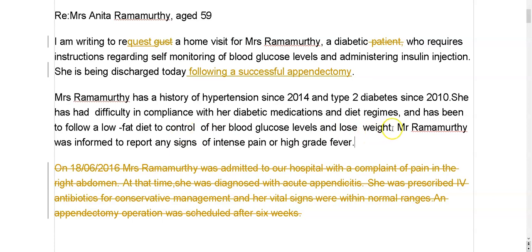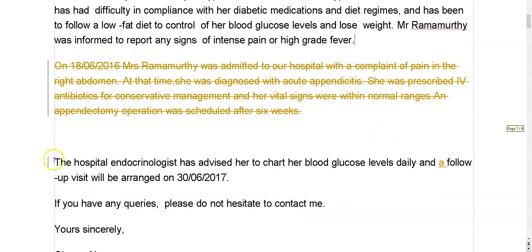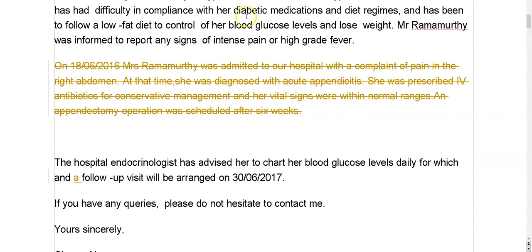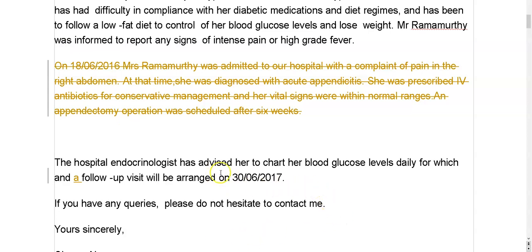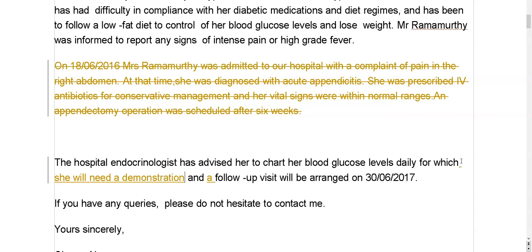So what kind of foods? And then Mr. Brown Murphy has been informed, wasn't informed. Any signs of intense pain? And you've got this here. Okay, so you could put something about for which she will require assistance. Hang on, let me put the changes back on, because this isn't really constructing a narrative, is it? That's a chat. About for which she will need instruction, a demonstration. I hope you see the point. I'm not going to type out everything, but I'm just going to give you some ideas about what you could do.